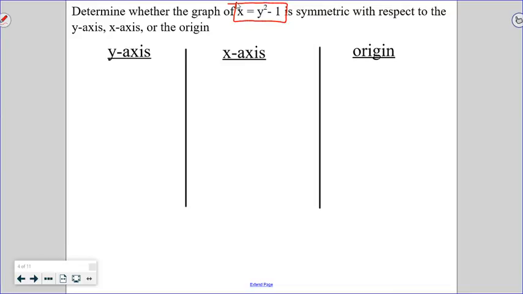If we're testing for y-axis symmetry, remember that means plug in negative x. If I can plug in negative x and get back to the original, it has y-axis symmetry. So I'm looking at negative x equals y squared minus 1. Is there anything I can do to this to get it to match the original exactly? If I divide by negative 1, it'll fix the fact that that's negative, but then these wouldn't match. So there's nothing I can do. It is not symmetric around the y-axis.